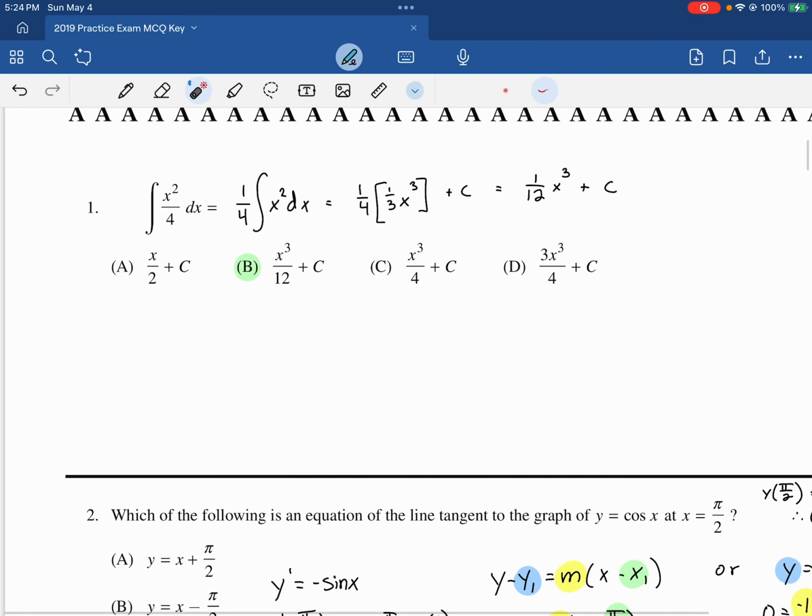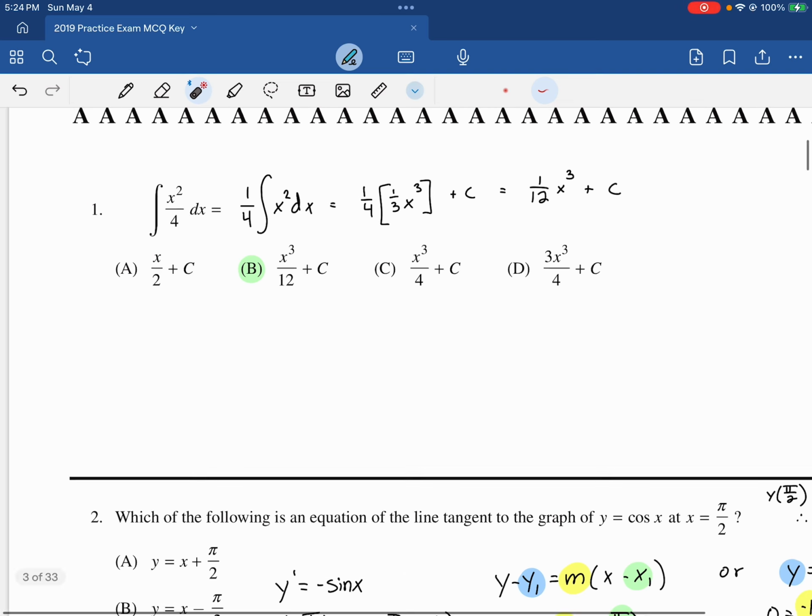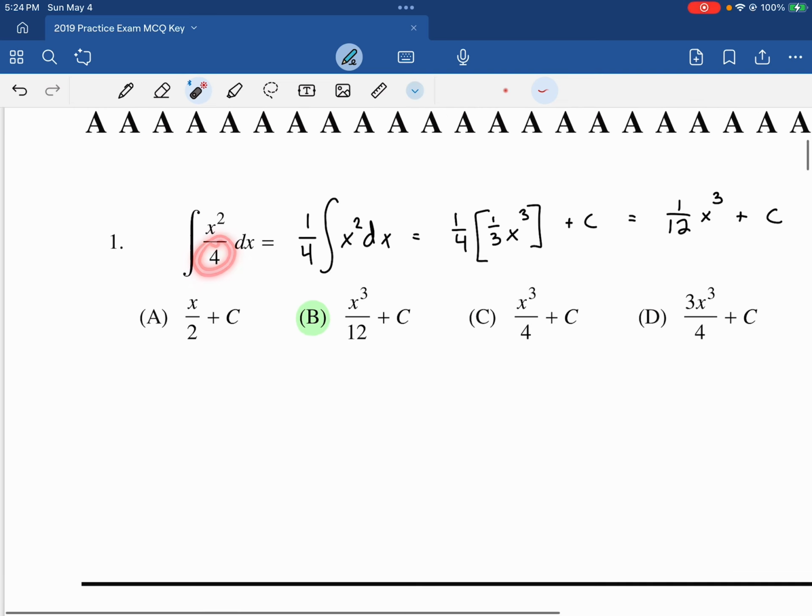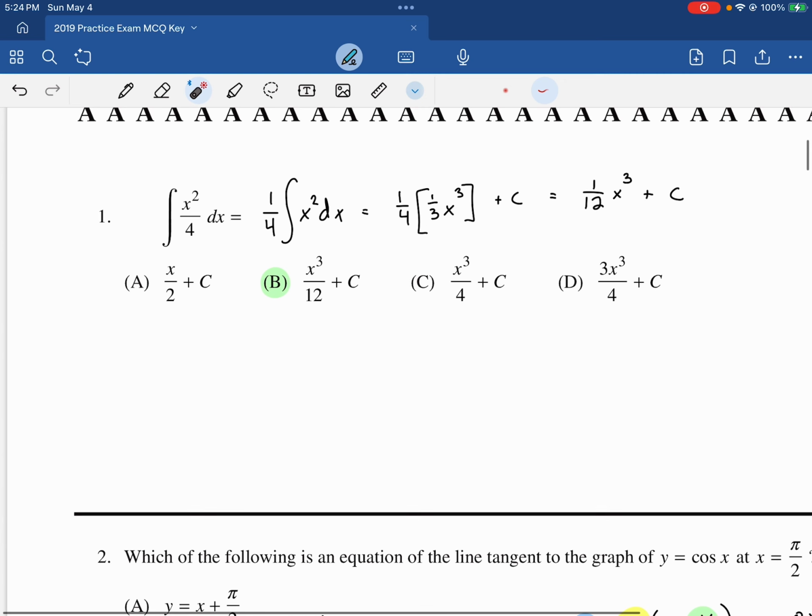For the first one, we have the antiderivative of x squared divided by 4 dx. I would recommend anytime you have something like this, you can always write it as 1/4 and pull the 1/4 out to the front. Remember, when we anti-differentiate, we add 1 to the exponent and pull the reciprocal of that new value out front. And when you simplify, you get choice B. This is a very quick multiple choice question, definitely a layup.